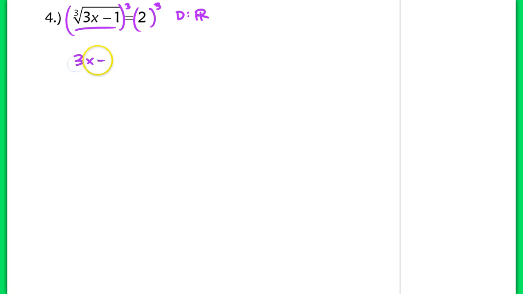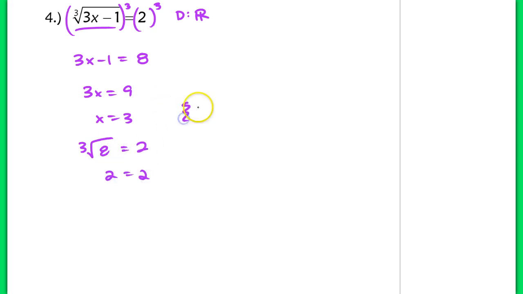So we have 3x minus 1 equaling 2 to the third power, which is 8. So I solve here and I get x equals 3. So if I plug 3 back into the original equation here, I have 9 minus 1. So the cube root of 8 should equal 2, and in fact it does. So there is my solution, 3.